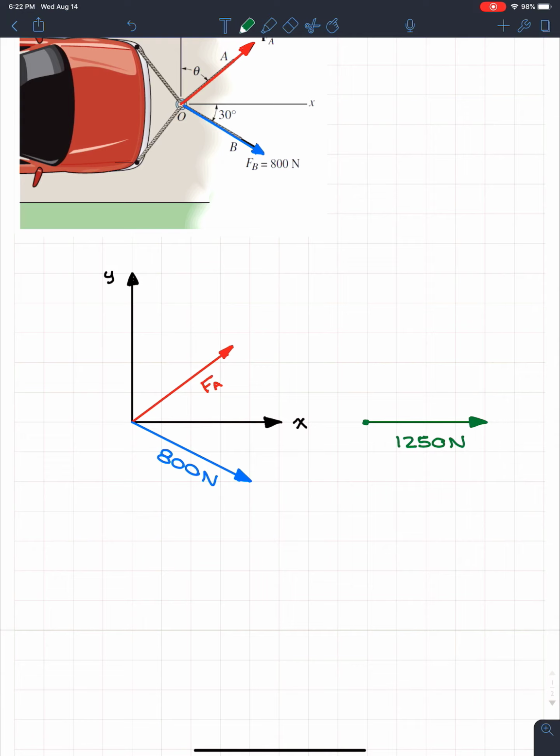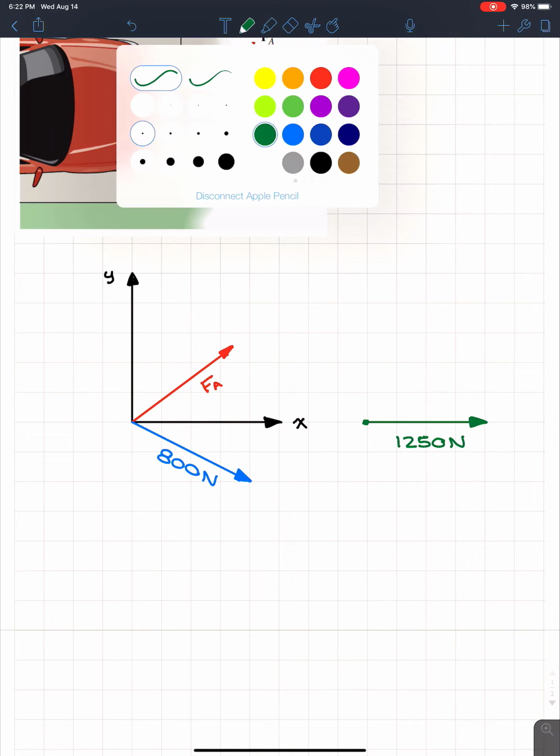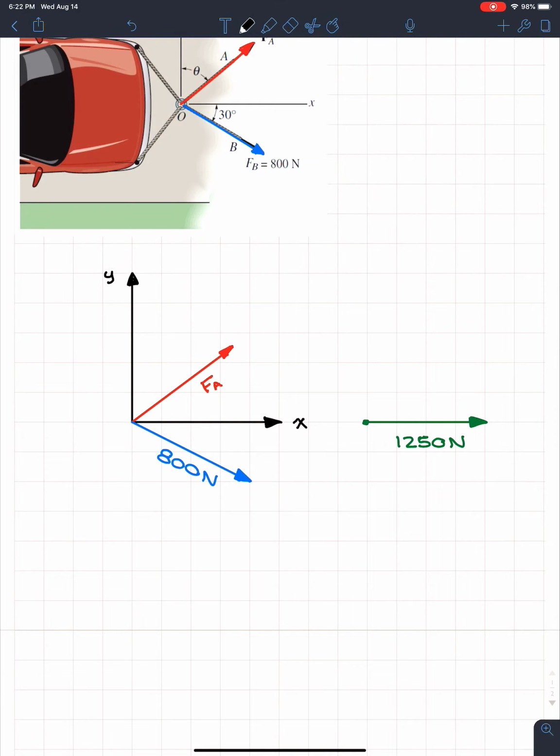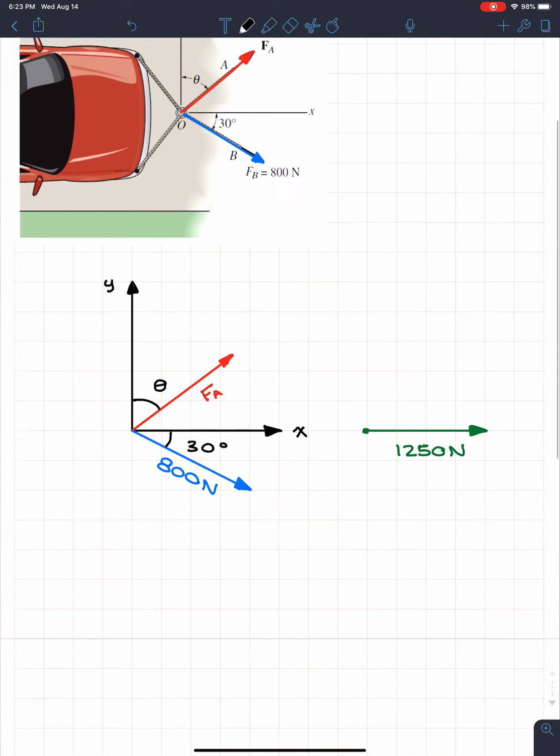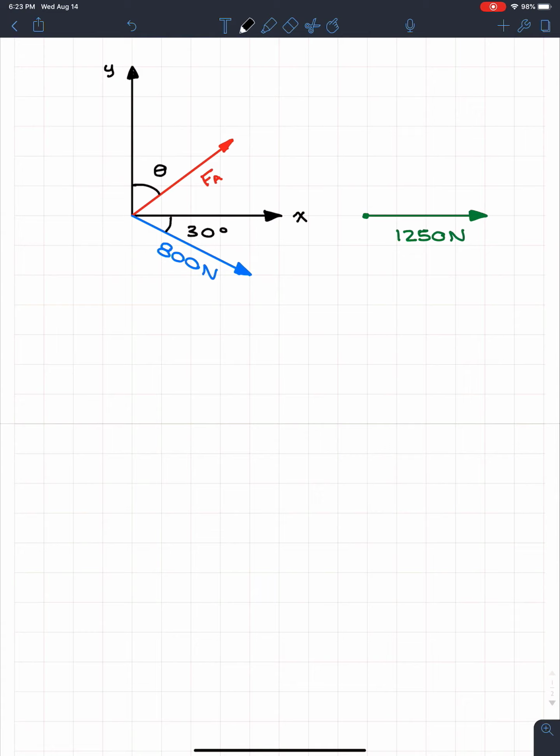1250 newtons. And then finally, what I like to do is just throw all the geometry in so I don't get confused. We know that this angle here is 30 degrees. We know that this angle here is just going to be theta. And that's it. And frankly, this is all you need to solve the question. So I'm just going to relate to this diagram to move on.